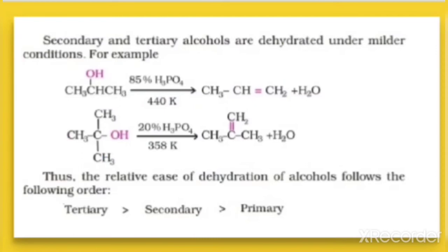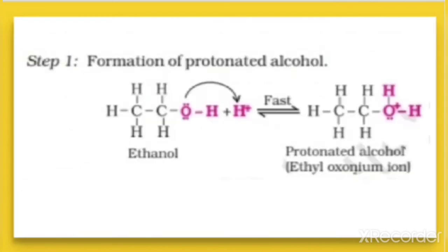So here the product formed is an alkene. That means OH from here, 1 H from here, is removed. So we will be getting an alkene. So the relative ease of dehydration of alcohol follows the order: tertiary is more reactive than secondary, which is more reactive than primary. Now let us discuss the mechanism of this reaction, which is quite important because in the exam usually there will be a question on mechanism.